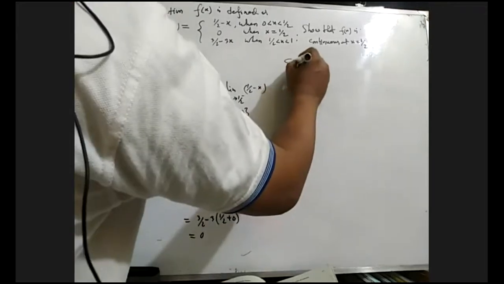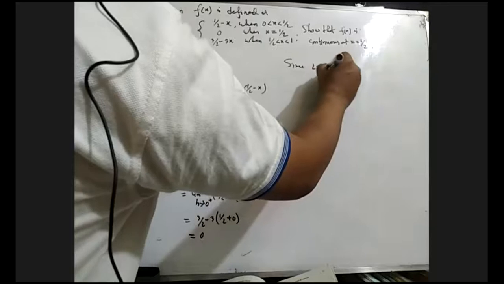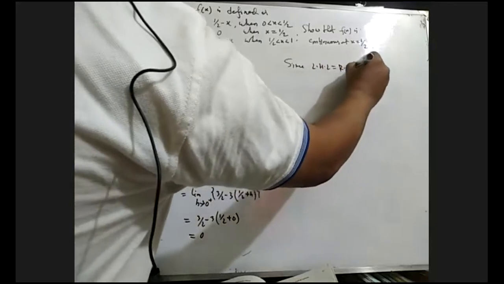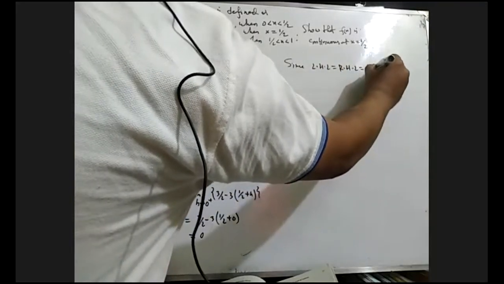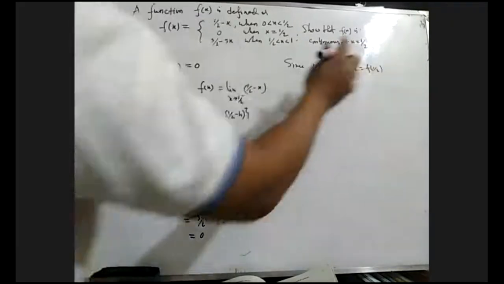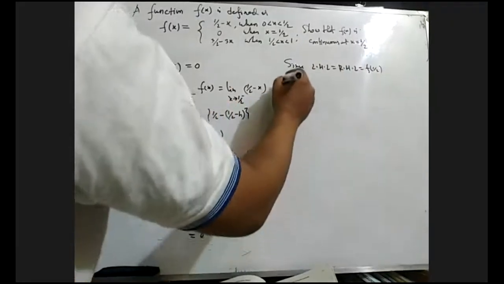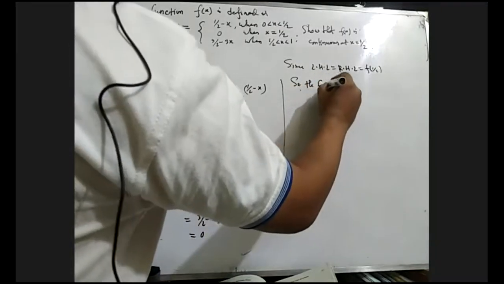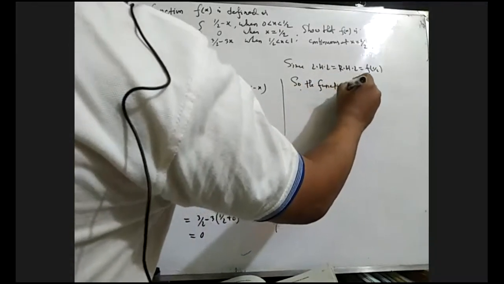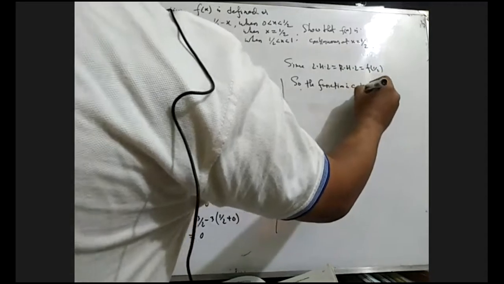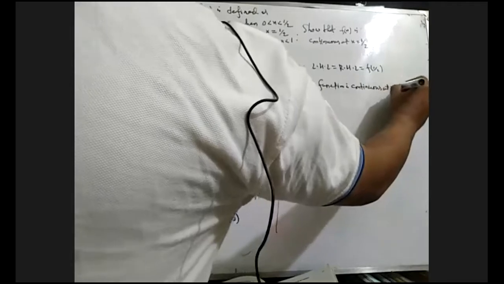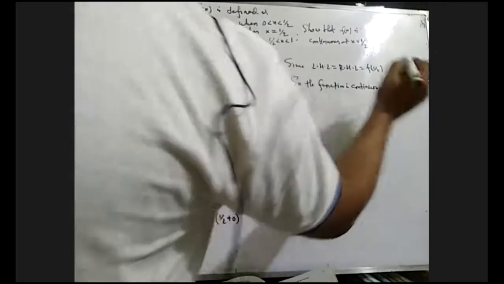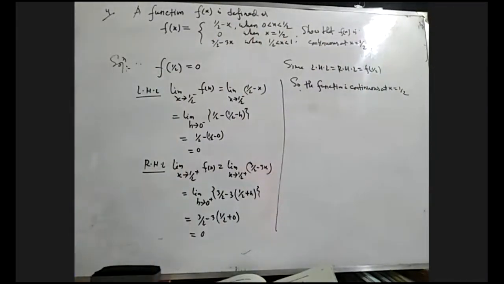Since left hand limit equals to what? Right hand limit equals to what? F of half. That means three values are same. So the function is continuous at x equals to half. Very easy math.